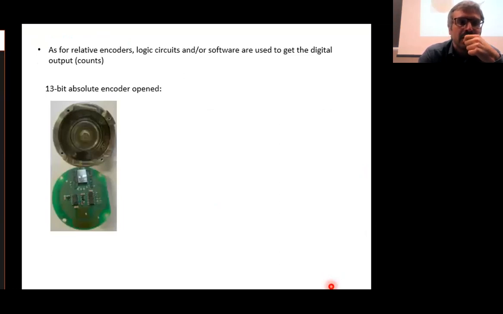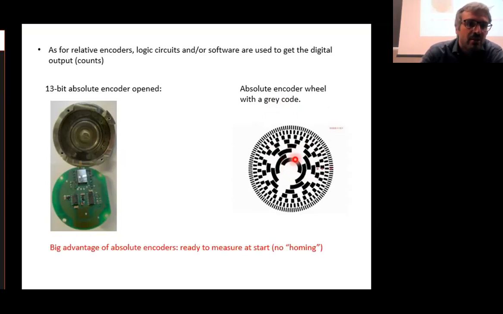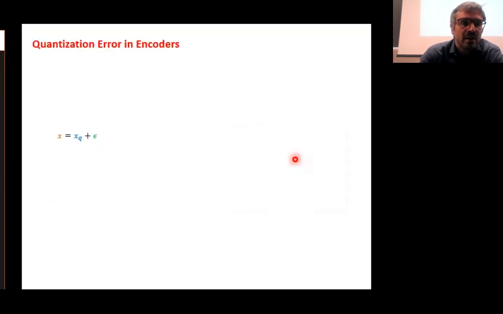This is a picture of an open 13-bit absolute encoder. You see the electronics is usually on top of the encoder itself to reduce the coupled noise. And this is what I was saying, the absolute encoder wheels. In the relative one, you remember we had 2 tracks shifted 90 degrees. Here you have many, at least 10 here or 8. And you can see they are carved in a way to create a gray code. The big advantage is that they are ready to measure at the start. They don't need any homing procedure.